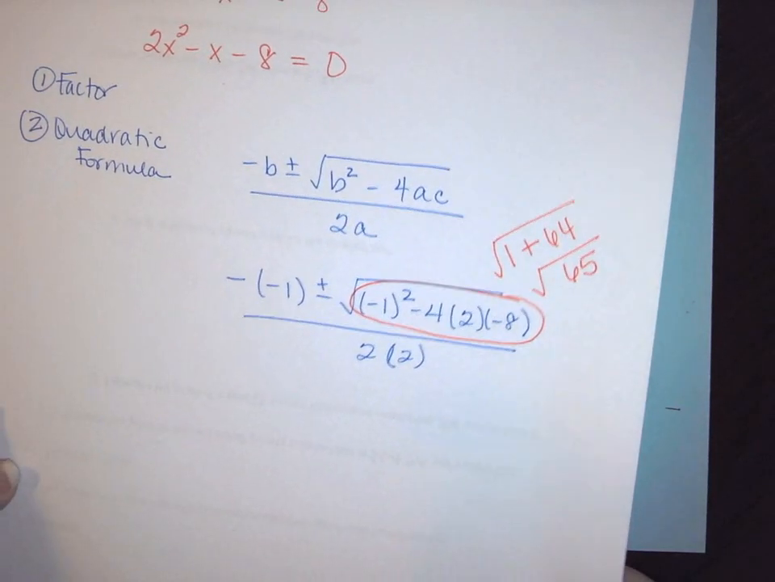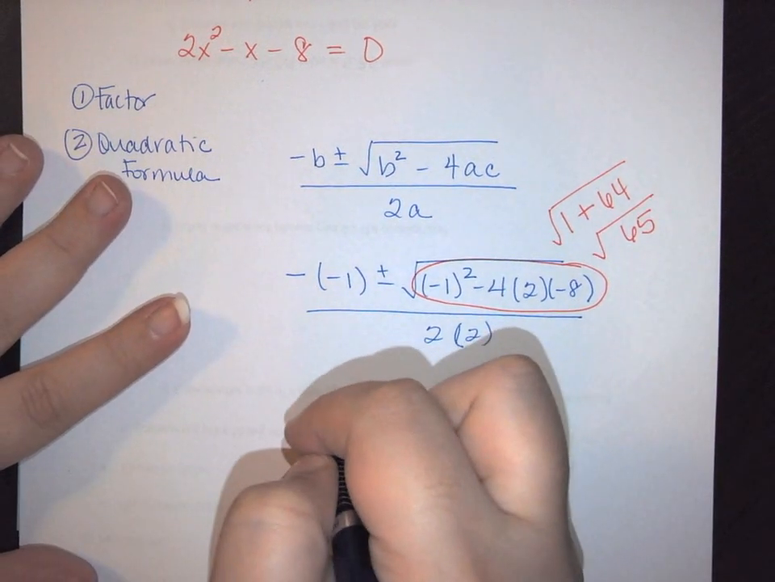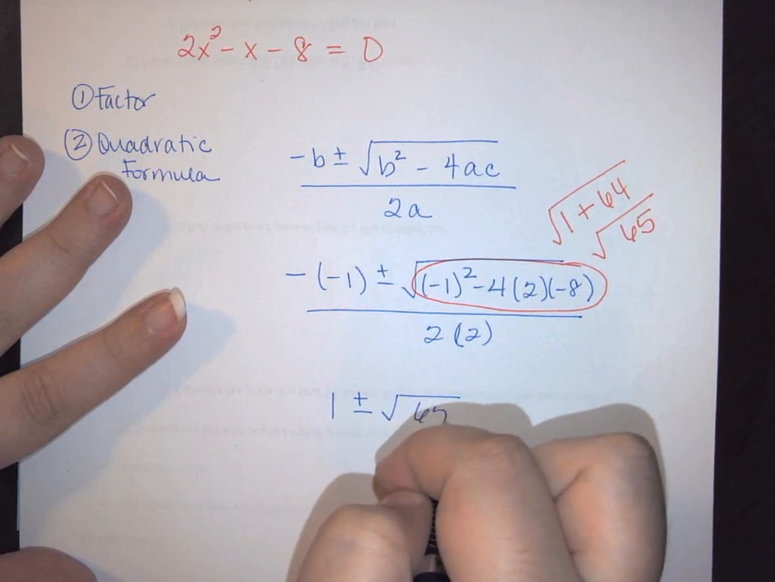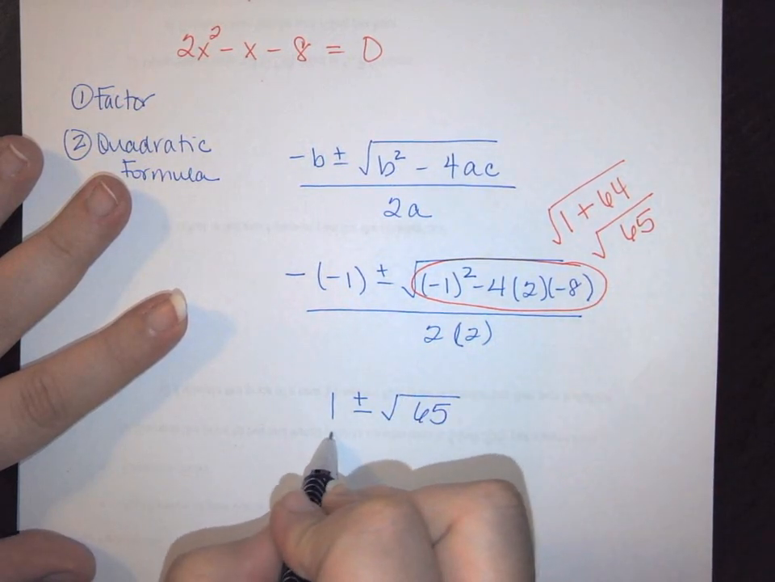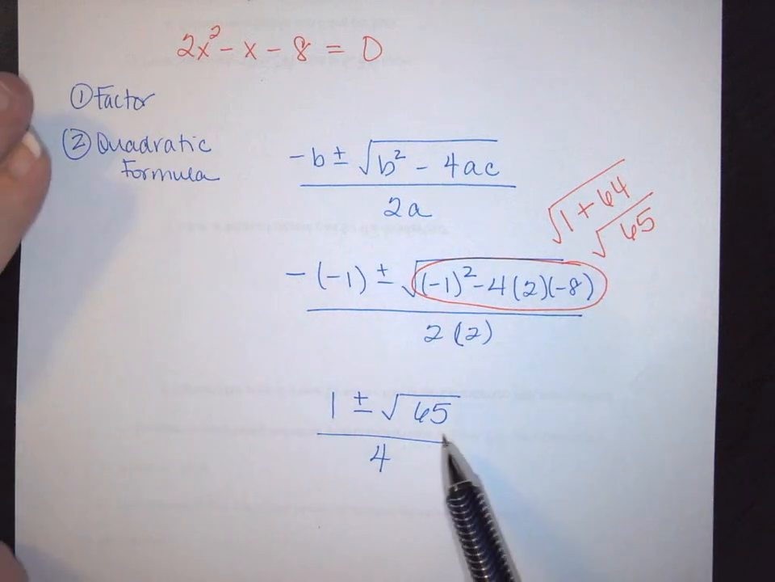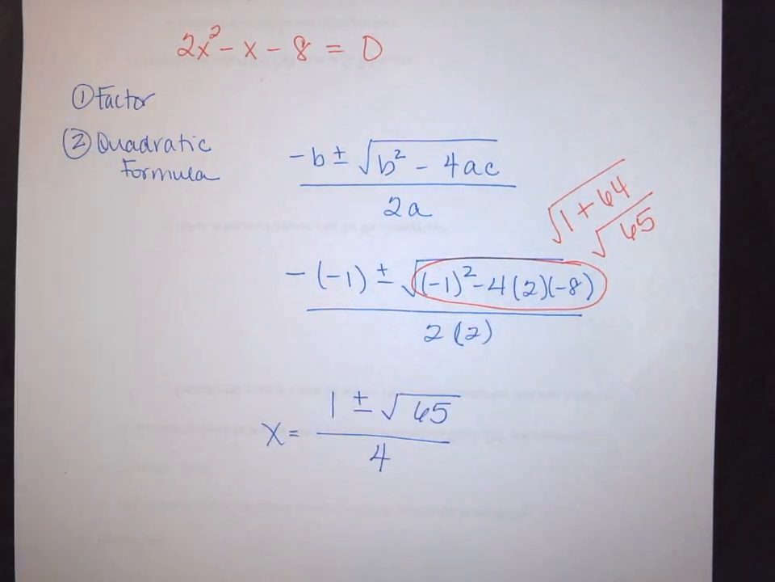And so what I have is negative times negative is positive, so this is 1 plus or minus the square root of 65 all over 4. Then you would look to see if your square root of 65 is going to reduce any, and go from there. But here, this would be your answer. So we would have that x is equal to this right here, your final result.